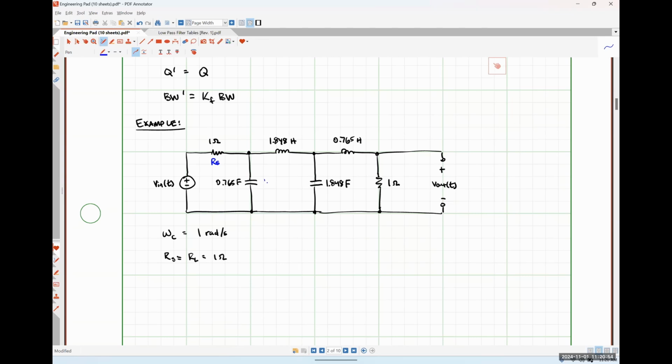This capacitor right here, we're going to call C1. This is our inductor, L1. Excuse me, this is our capacitance, C2. This is our inductance, L2. And then this resistance right here is our load resistance, okay?